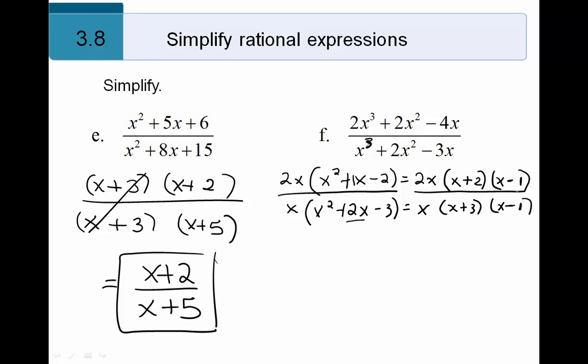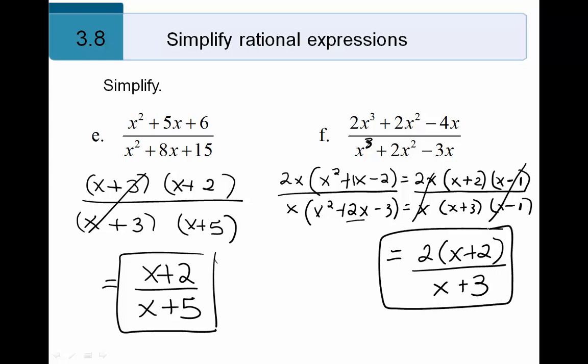Now notice x minus 1 divided by x minus 1, those common factors can be removed, and that common factor x on the numerator and denominator can be removed. So you're going to be left with 2 times x plus 2 over x plus 3. Okay?